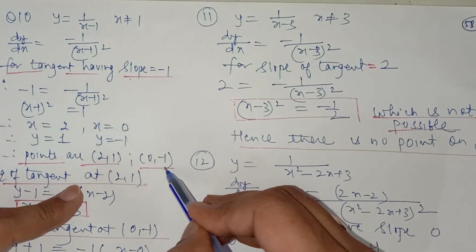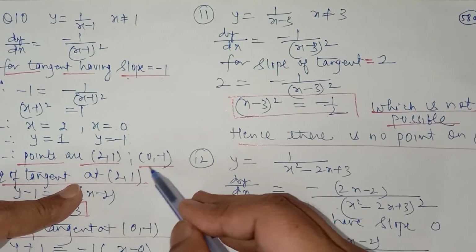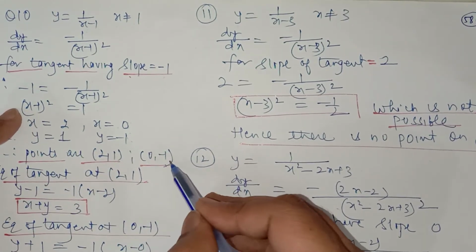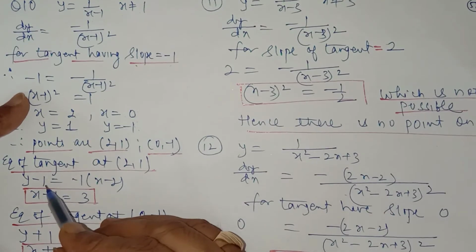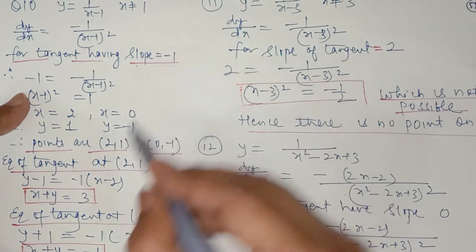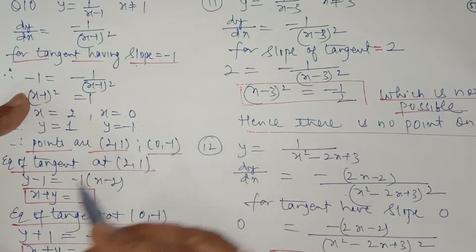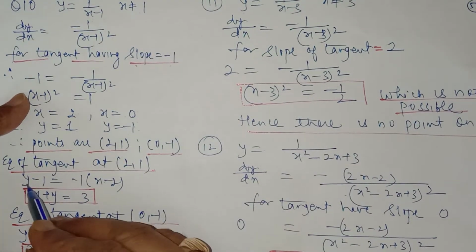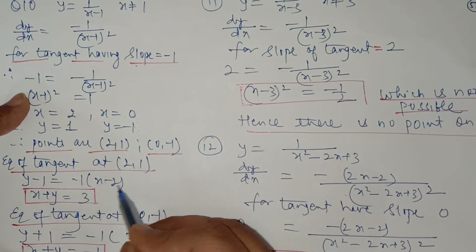Now you have to find the equation of the tangent at the point (2, 1) and the equation of the tangent at the point (0, minus 1). You know that the equation of the tangent is y minus y1 is equal to slope times x minus x1. The slope here is given as minus 1. The point x1, y1 is (2, 1). So y minus y1 is equal to slope times x minus x1.